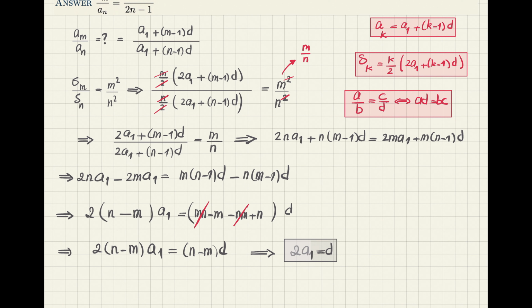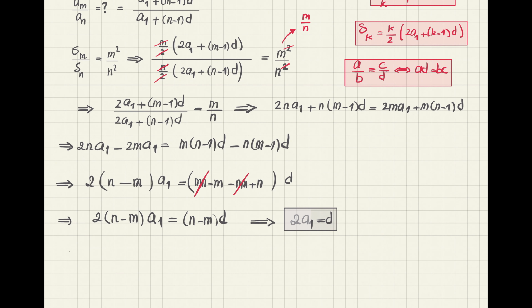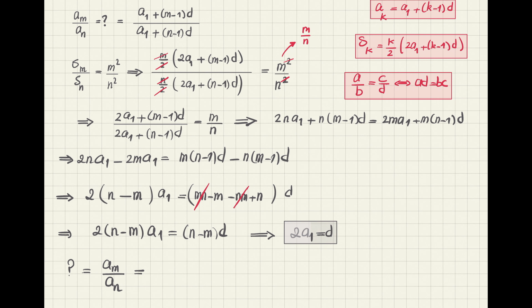But now look, what is the question mark? The question mark is this combination. So the question mark that I was looking for is a sub m over a sub n, which we realized is equal to this expression. But in that expression, instead of d, I can substitute 2a1. So I would write a1 plus (m - 1) times, instead of d, I put 2a1. And in the denominator the same. Yes, so it becomes a1 plus (n - 1) times 2a1.